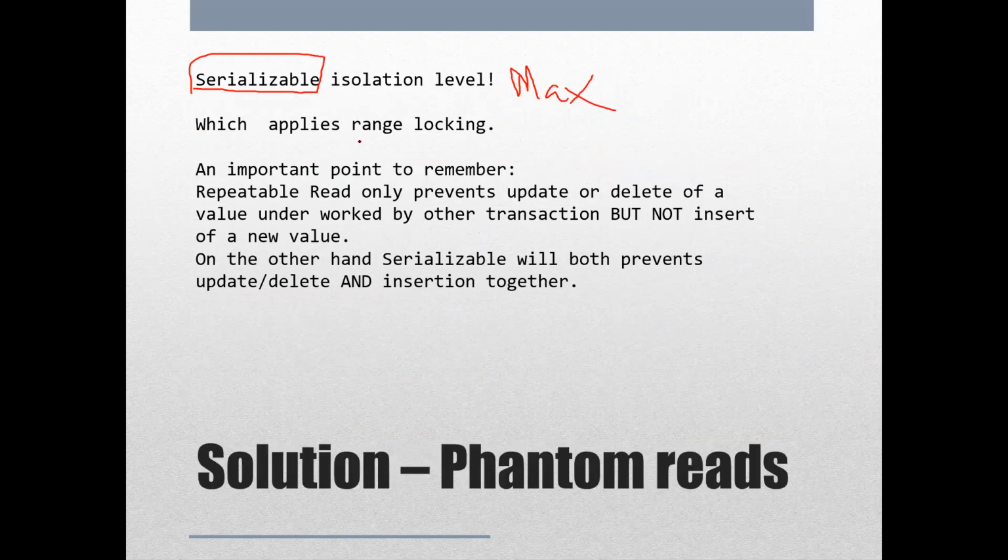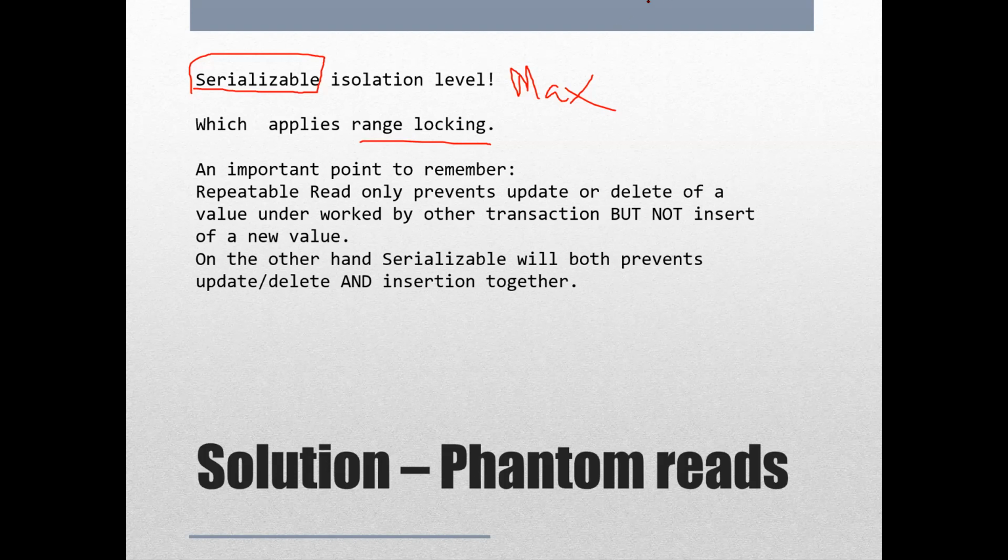It applies range locking. As we said, 1 to 3, if a query has read from 1 to 3, then if you have implemented the serializable isolation level, it will go and lock rows 1 to 3, and no one will be able to write anything in between them. I hope that is making sense to you. So serializable does range locking.